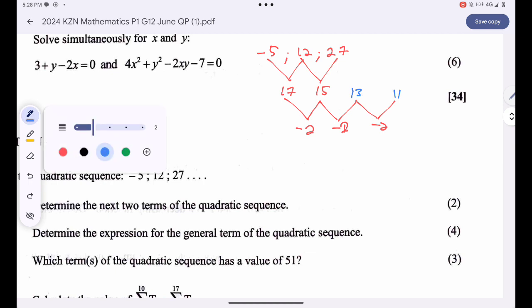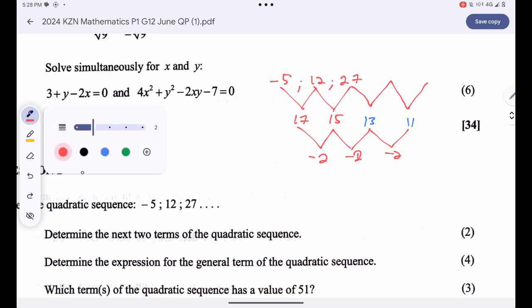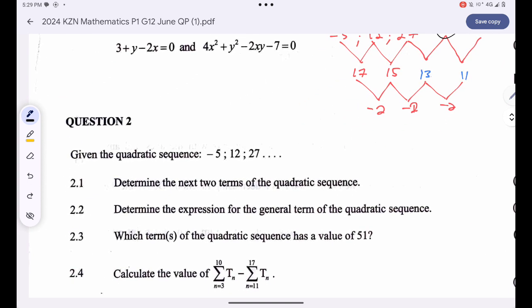Okay, but we were not asked to find the values of the first difference. We were asked to find the next two terms of our sequence. So I'll simply say 27 plus 13, that's 40. And then 40 plus 11, that's just 51. So the next two terms are just 40 and 51, right?